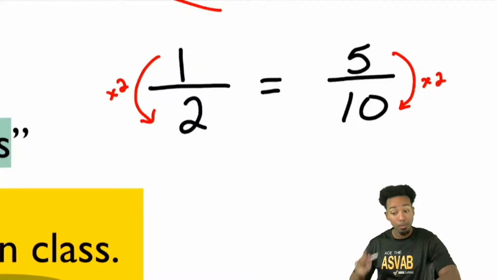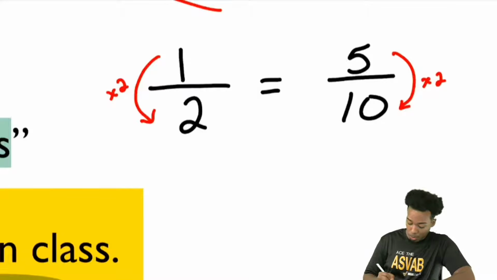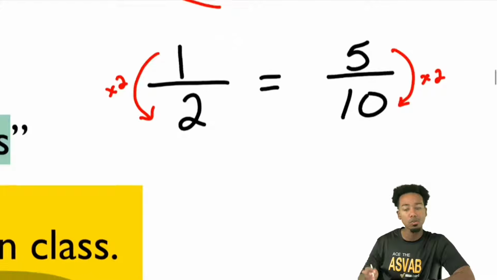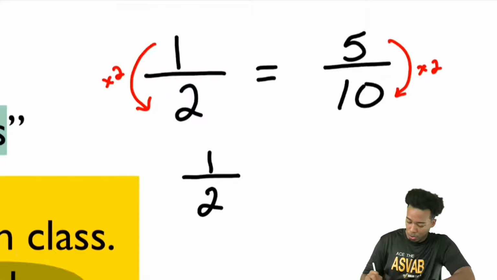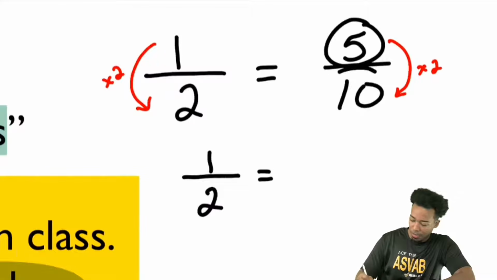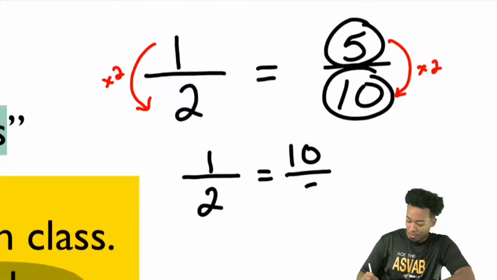But let's go ahead and say we wrote this the wrong way. Pretend that we did it wrong for once. 1 over 2. And let's say we screwed this up, the 5 and the 10. Let's say we put 10 over 5.